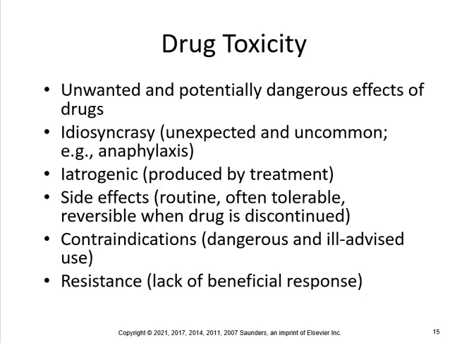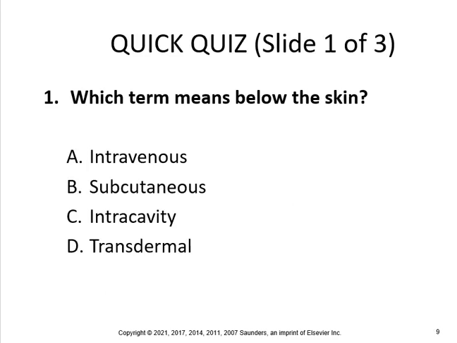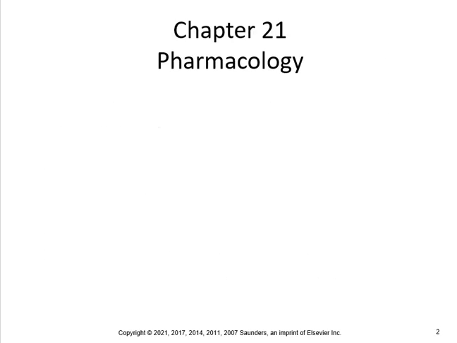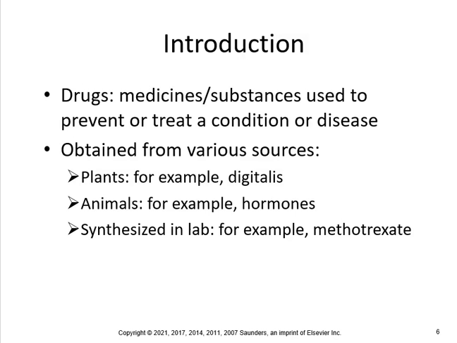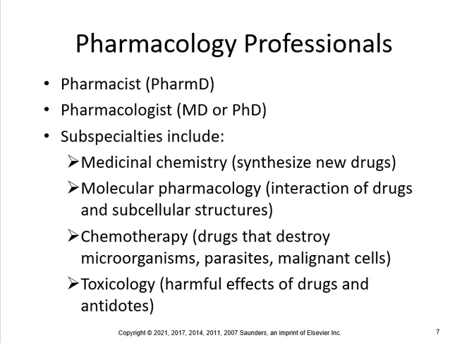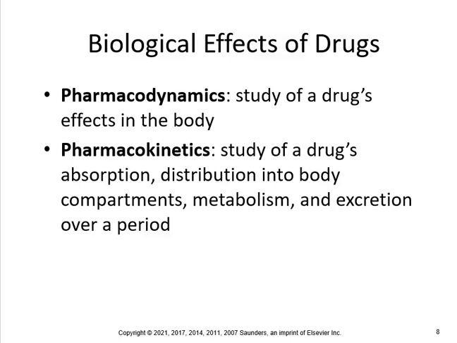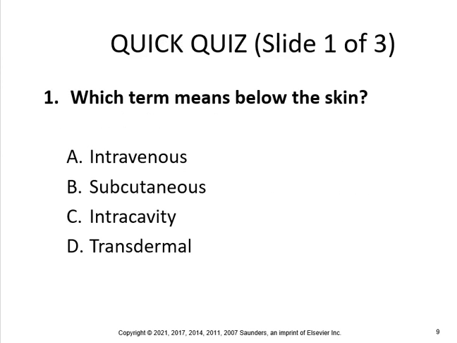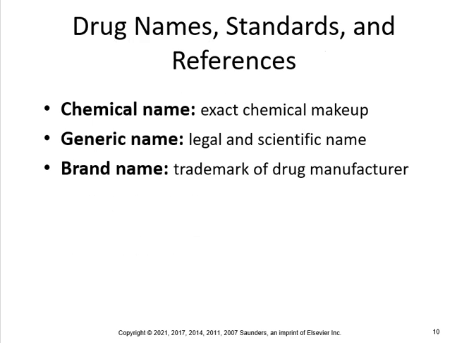Alright, so just to review here, we want to make sure that we're all on the same page, because pharmacology can get a little overwhelming. You want to make sure you know what molecular pharmacology is: interaction of drugs and subcellular structures such as DNA. Know the difference between pharmacodynamics and pharmacokinetics. Know the term meaning below the skin, that's intravenous. Transdermal would be through the skin. Know the difference between the generic name and the brand name. Not so much the chemical name, that would be a chemistry class, but know the difference between a generic name and brand name.